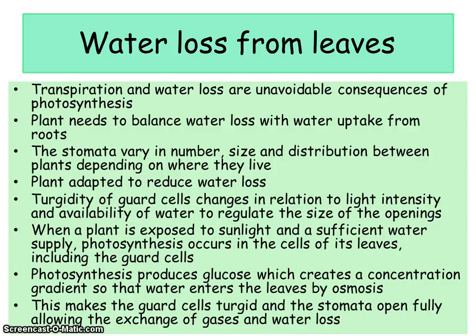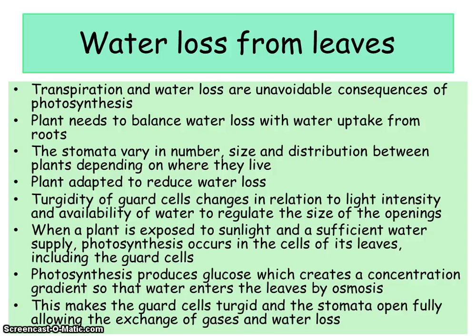Okay, so water loss from the leaves. Transpiration and water loss are unavoidable consequences of photosynthesis. The plant needs to make sure that it can balance the water loss with the water uptake from the roots. And the stomata vary in number, size and distribution between plants depending on where they live. Plants are adapted to reducing water loss.